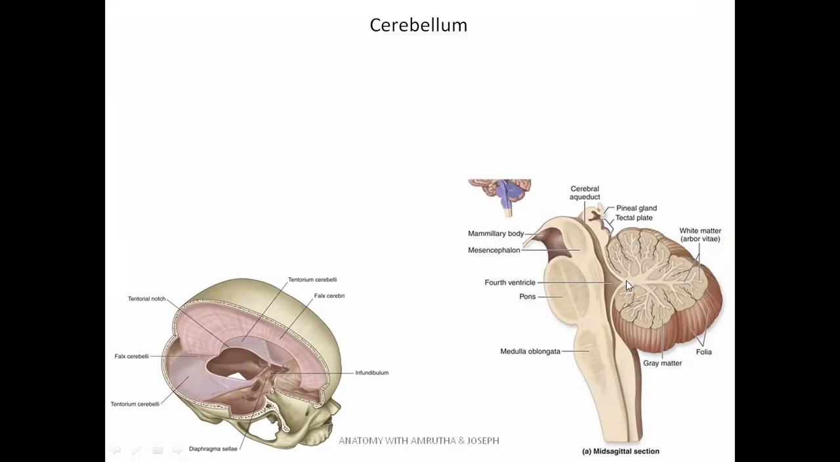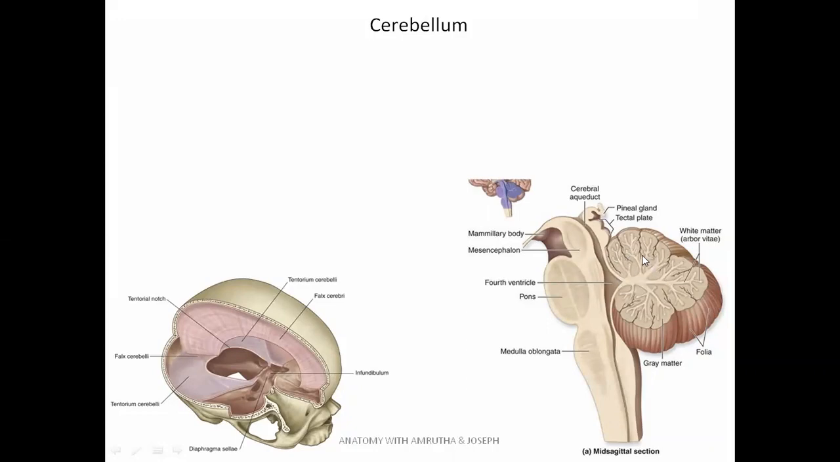You can see here, white matter is inside the cerebellum. You can see it is like a tree, right? Like a tree, how a tree is branching, something like that. So this is called the arbor vitae. Arbor vitae.